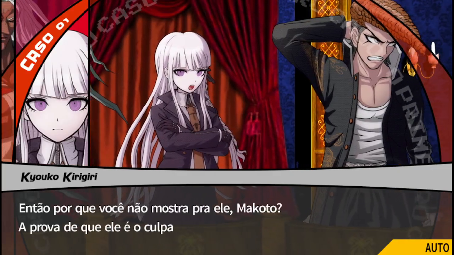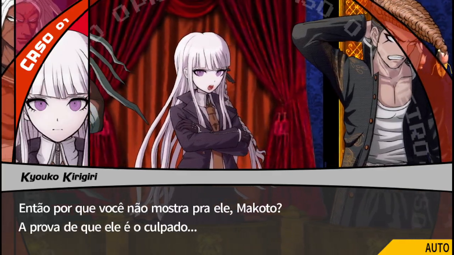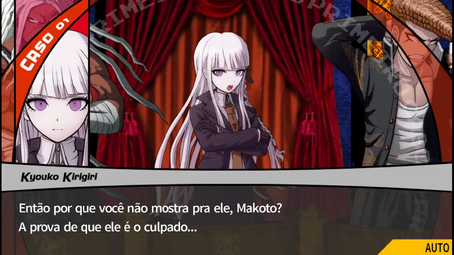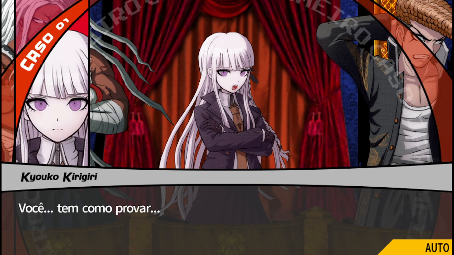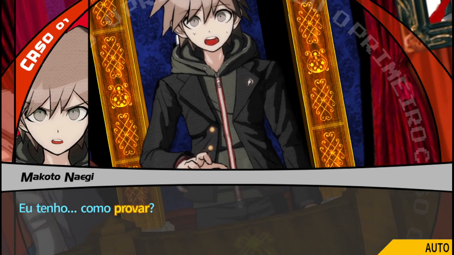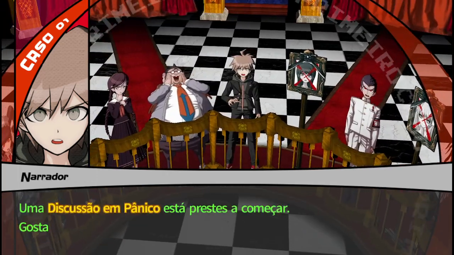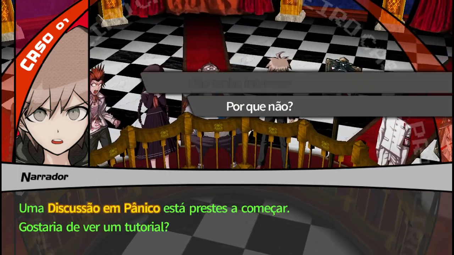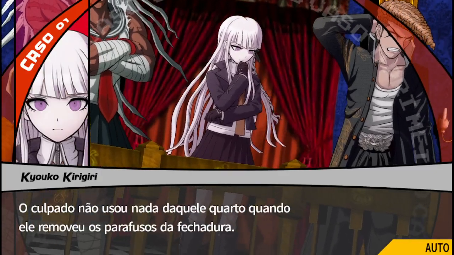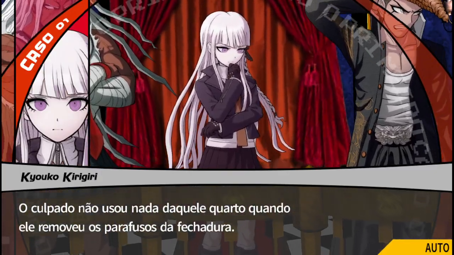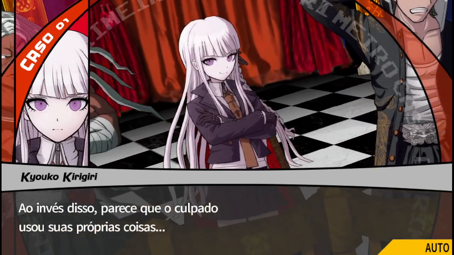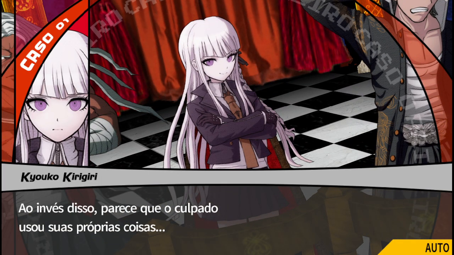Well then, I guess this is as good a time as any to present the evidence that proves you did it. Makoto, I believe you're in possession of that evidence. When the killer removed the screws from the doorknob, they didn't use anything from your room. Instead, they must have used something that belonged to them.